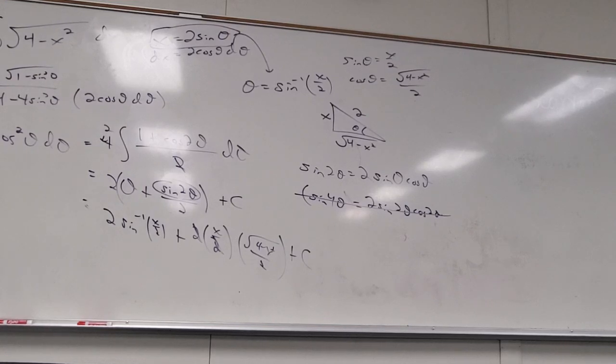Remember cosine 2 theta? Does somebody know what cosine 2 theta is? Cosine squared theta minus sine squared theta, yeah. And then you can build the other two iterations off of that, right?